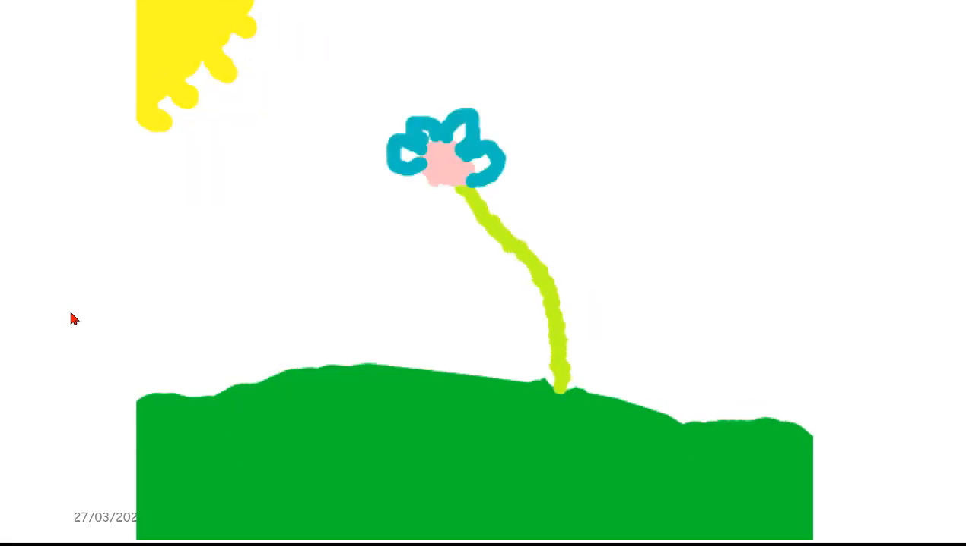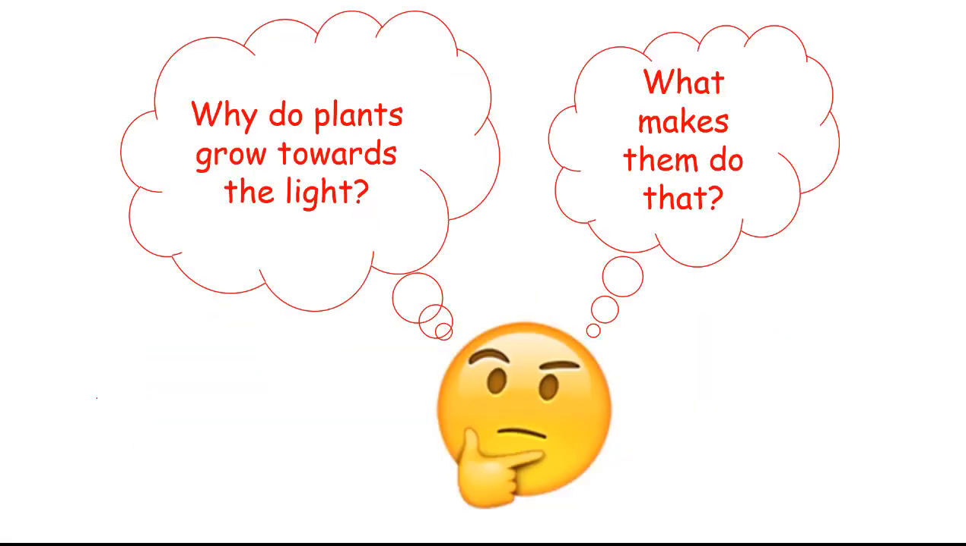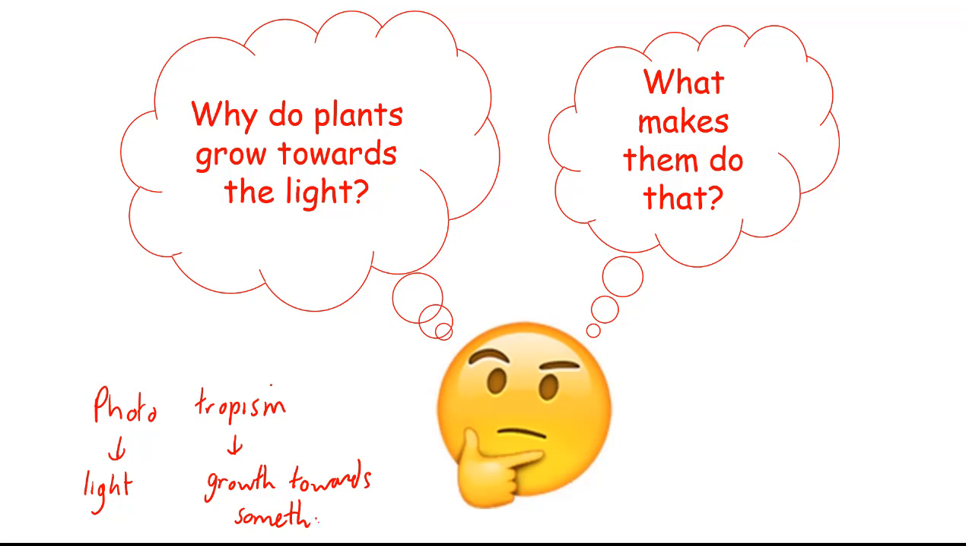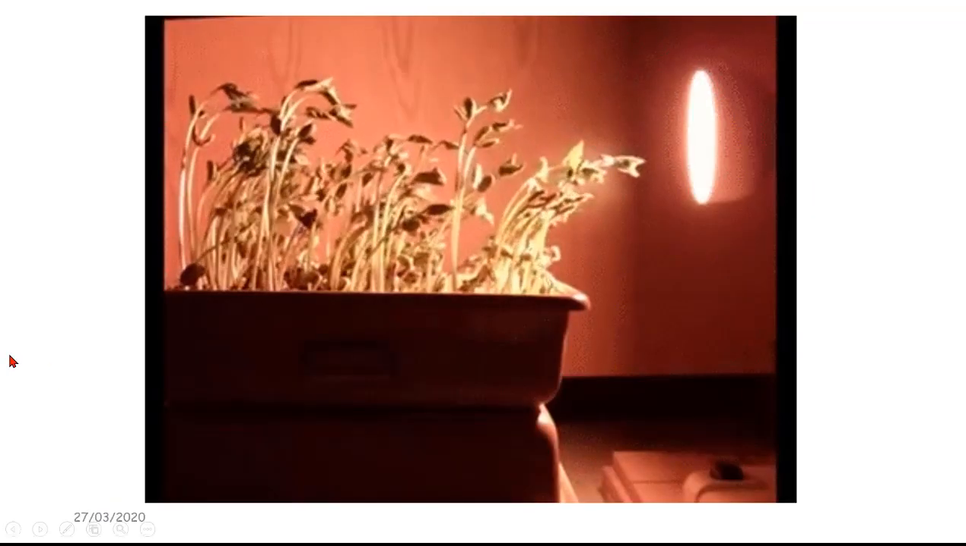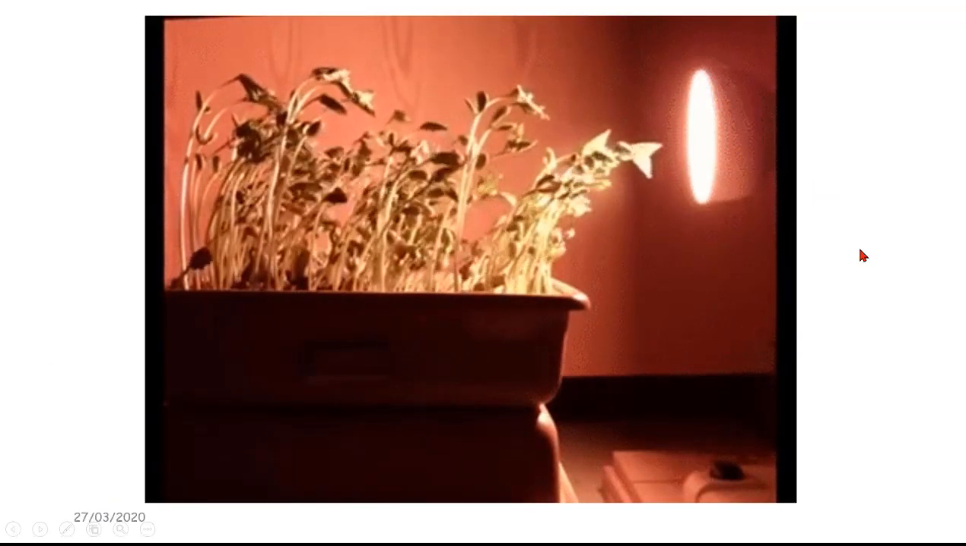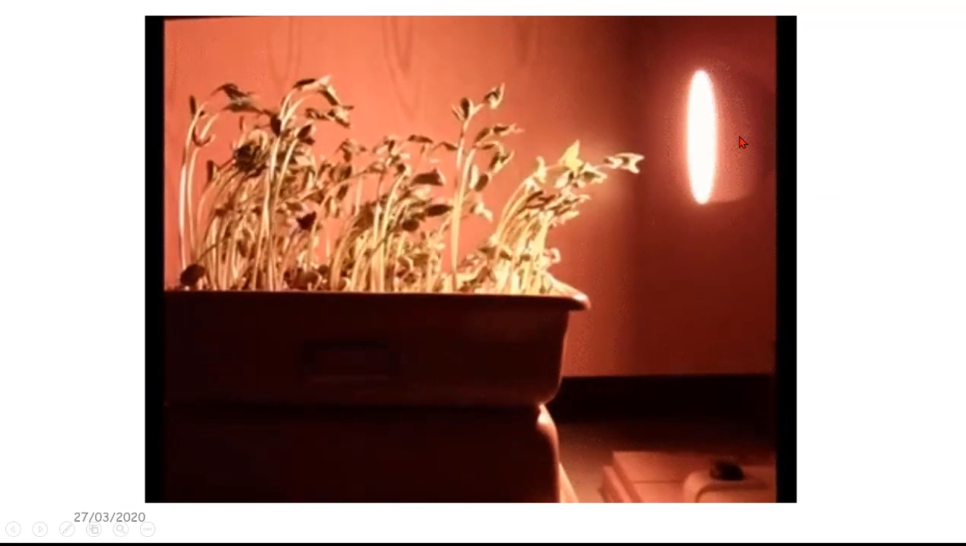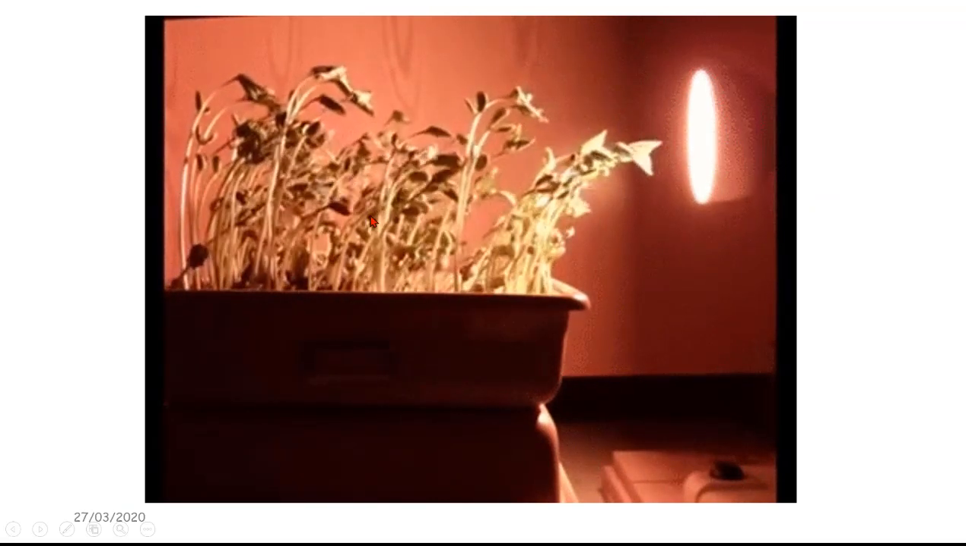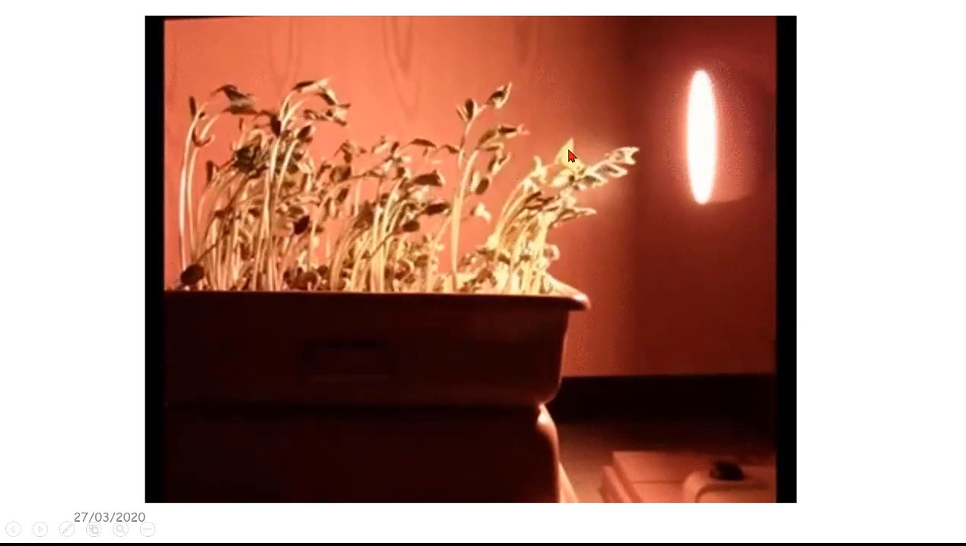So if we split that up into two little parts, the word photo, which is basically anything to do with light in biology, and tropism is growth towards something. Now this is an example of it in real life. So here we have the light from one direction, and you can see that all the plants in this little pot are trying to grow towards it.